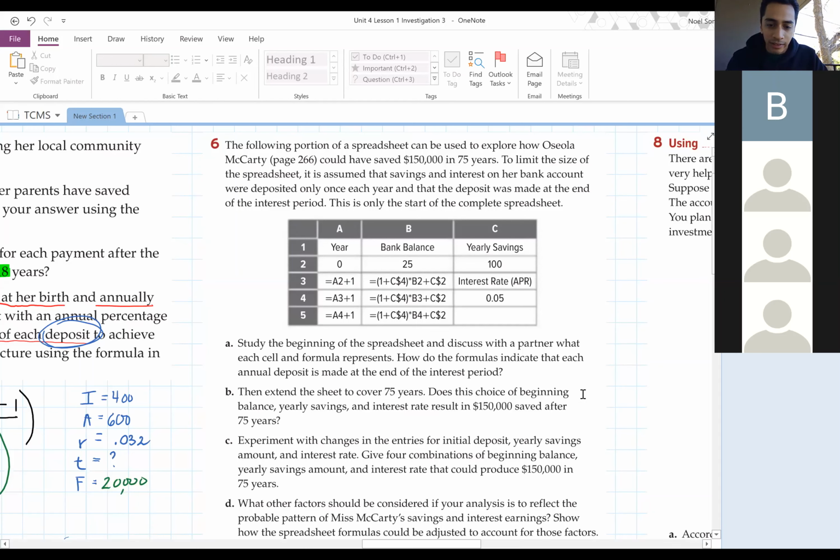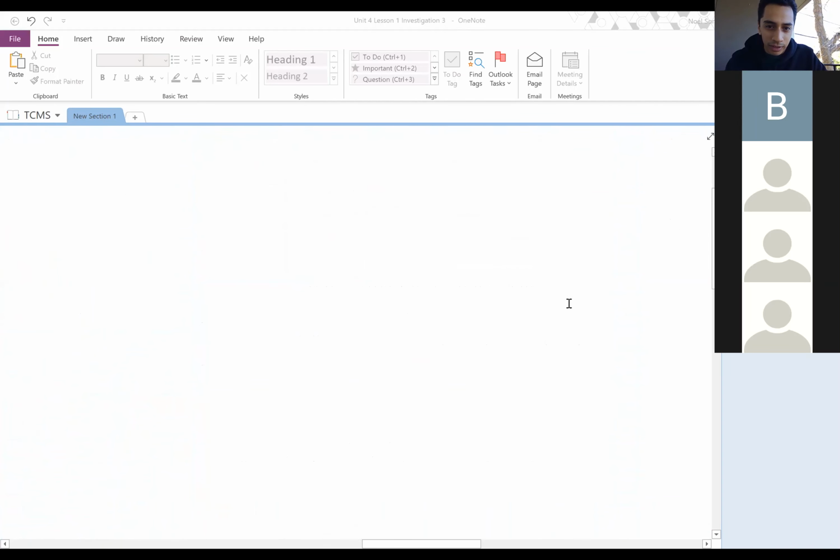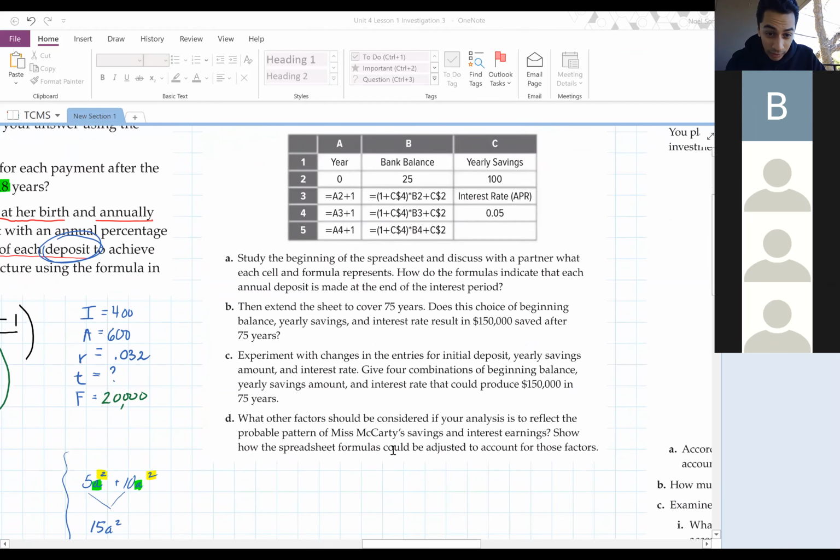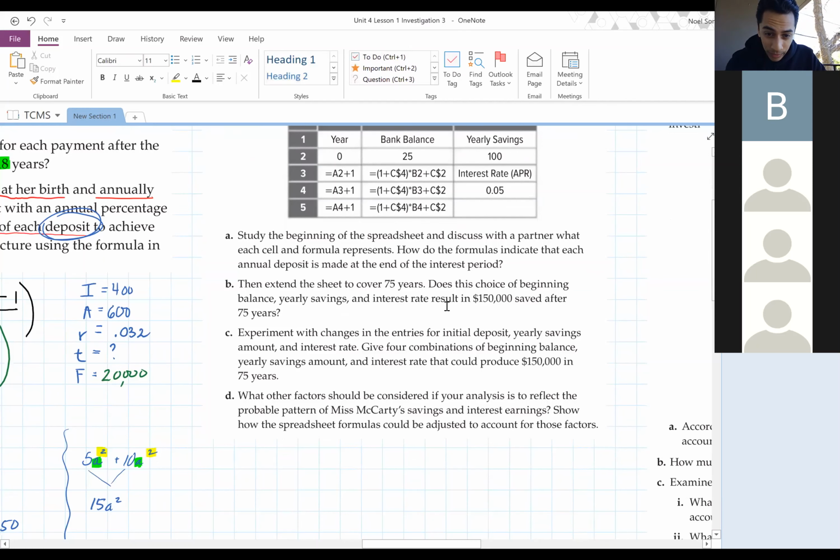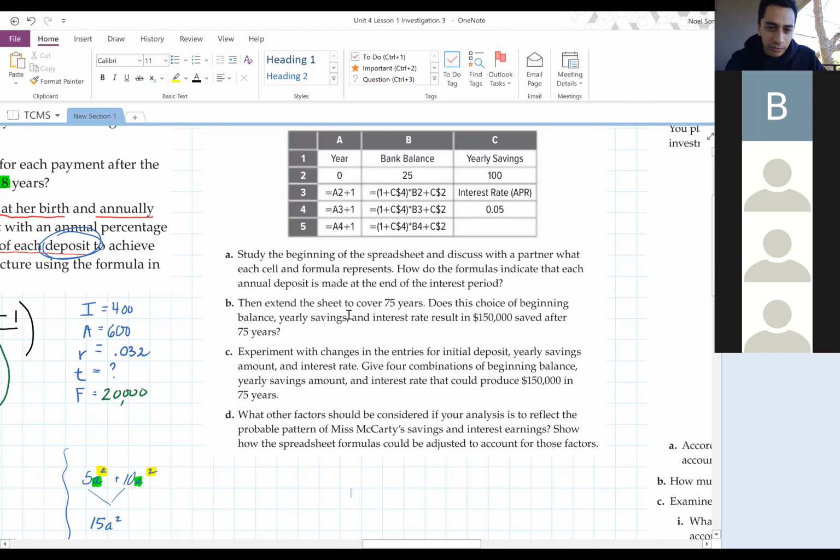So I don't want to make like 75 lines on this spreadsheet. So we're just gonna skip a couple parts here. We're gonna try to see if it results in 100. So we're going to basically skip part A, where it says to study the beginning of the spreadsheet, discuss with the partner what each cell and formula represents. We kind of did that last time, right?